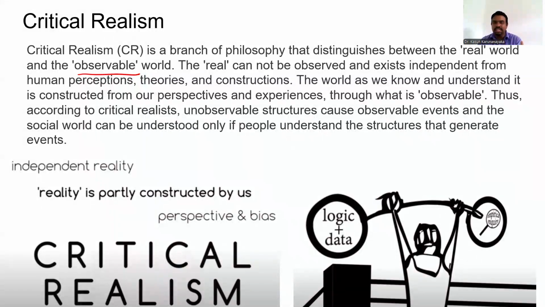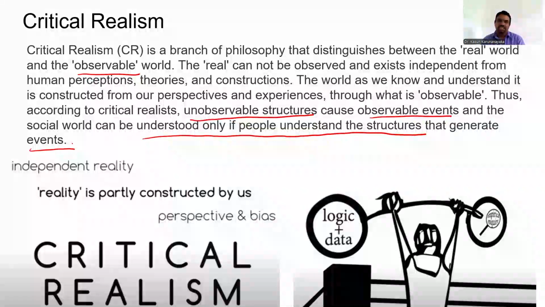That's why people have lots of doubts about why this thing is happening. If they cannot understand why it is happening, they tend to think, okay, maybe God did something, right? Maybe it happens due to karma, right? So that's where the basis of these religions comes in, to describe the unobservable part of the world. So for the critical realist, unobservable structures cause observable events, and the social world can be understood only if people understand the structures that generate the events. So one day, if we can understand this real world, then we will be able to scientifically explain all the events which are happening around us, right? Till then, we will not be able to understand the real world properly.